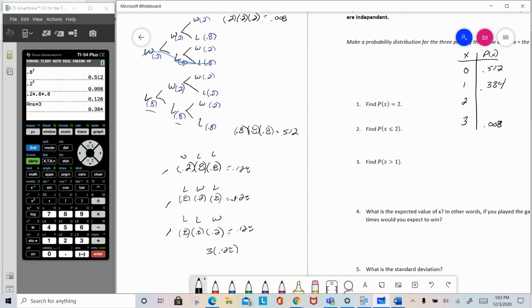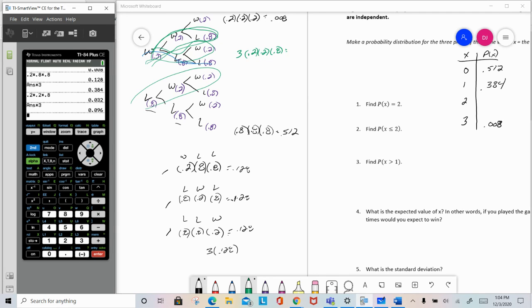To win twice, well, let's just go here. To win twice would be like a win-win-lose, which looks like it's going to be 0.2 times 0.2 times 0.8. 0.2 times 0.2, that's each of the 2 wins, times 0.8 is 0.032. But again, that's only one way to win twice. What about win, lose, win? And what about lose, win, win? There are 3 different ways to win twice, and so we're going to simply multiply that by 3. And the probability, therefore, of winning twice is 0.096.